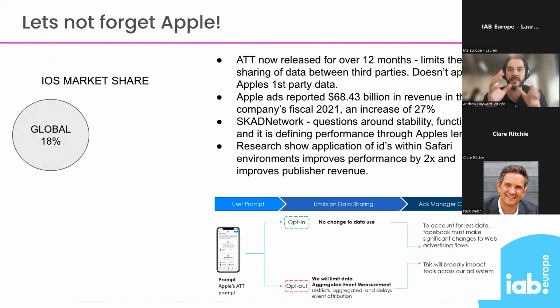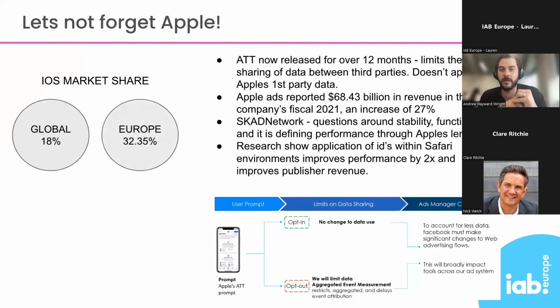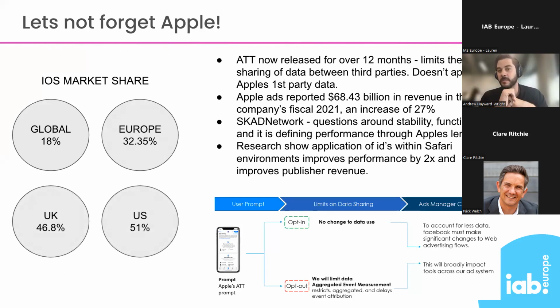Now, if we dissect this a little bit further, actually, Europe is 32.35% iOS based. And if we go one step further, we have the UK at 46.8% and the US at over 51% of iOS users as an operating system. Now, the importance of this is obviously in the rollouts and change, we have the ATT protocol that I mentioned, which was released about 12 months ago, which ultimately limits the sharing of data between third parties in an app environment, mobile environment, but it doesn't limit Apple's first-party data.